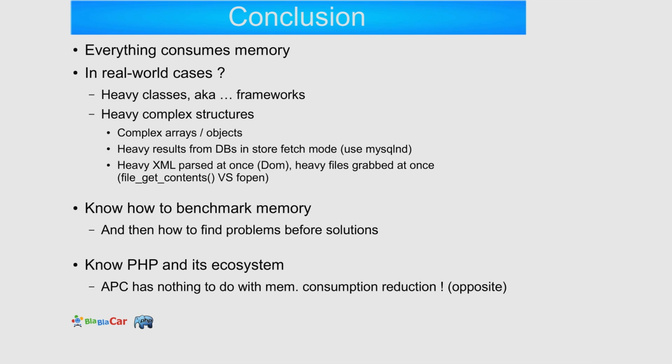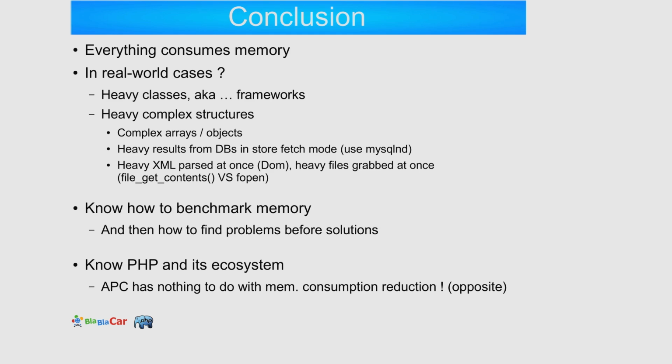It's a very young extension, but you can pull request Arno about this. And now the PHP ecosystem, APC has nothing to do about memory consumption reduction. It's the opposite. It allocates a very big shared memory segment. Well, it depends on your apc.ini. So be aware, know how PHP works.